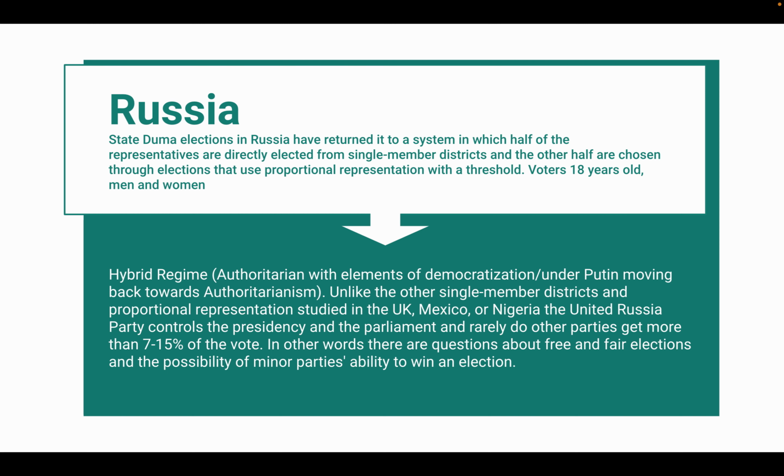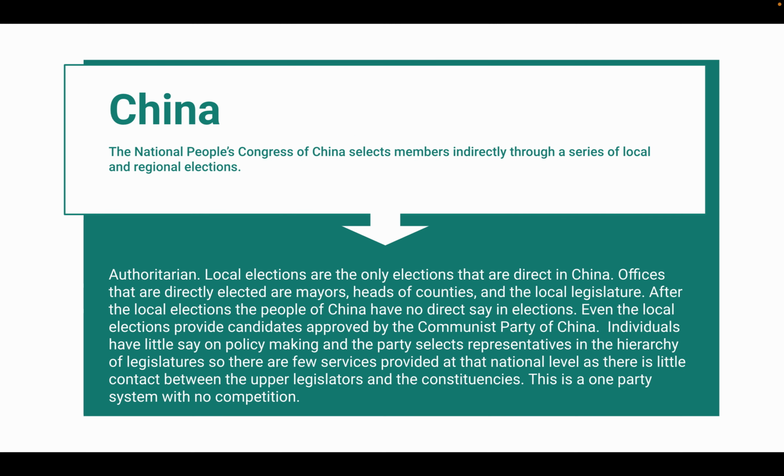In China, the National People's Congress selects members indirectly through a series of local and regional elections. China is authoritarian, as you're aware. Local elections are the only elections that are direct in China. Offices that are directly elected are mayors, head of counties, and the local legislature.